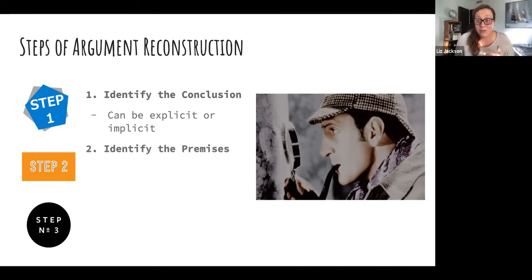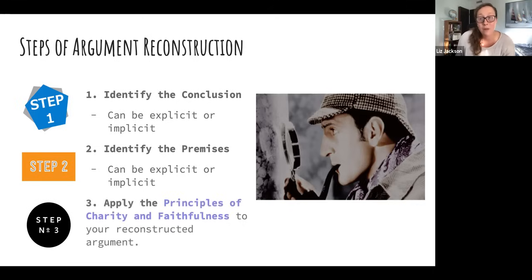And then step 2 is to identify the premises. What are the author's reasons or support for the conclusion? And again, these can be explicit or implicit. I think implicit premises are probably even more common than implicit conclusions. So we're going to talk a little bit more about how to fill in implicit premises. And then the final step is to apply 2 principles to your argument: the principle of charity and the principle of faithfulness. We've already talked about the principle of charity some. So go back, look at the argument, apply these principles, and then make changes if needed.